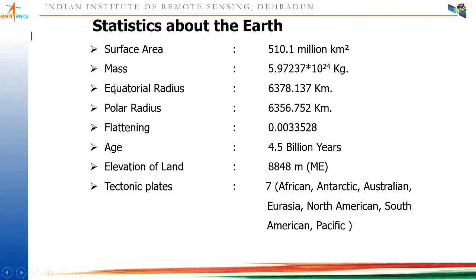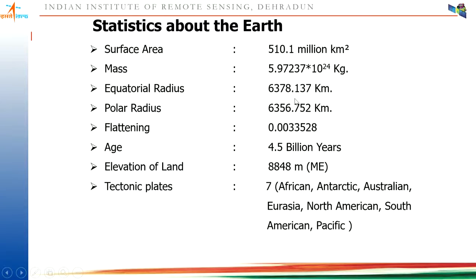The equatorial radius is 6378.137 kilometers, and the polar radius is 6356.752 kilometers. So generally our equatorial radius is 6378 and the polar radius is 6356. So what is happening? Both radii are not equal.